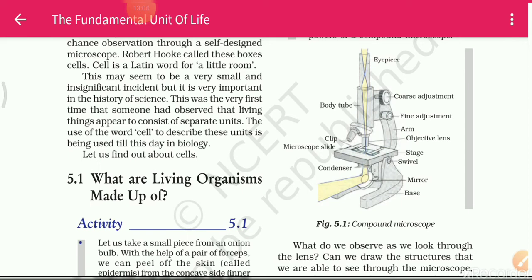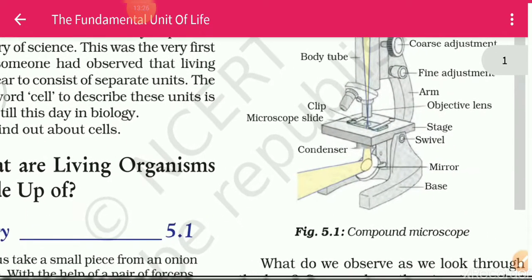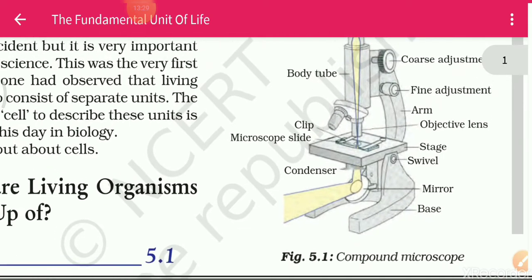You will see that this structure is a very important compound microscope. The upper one is called the eyepiece, then body tube, coarse adjustment, fine adjustment, arm, objective lens, stage, then mirror, and base is given here. Microscope slides and condenser are given. Okay, students, now see here.